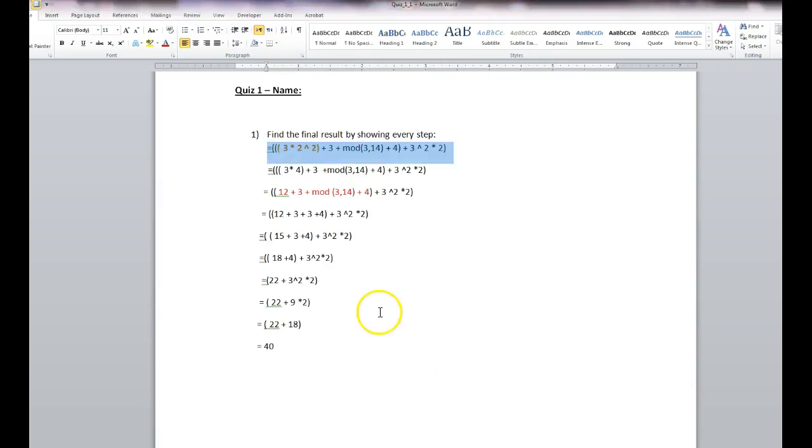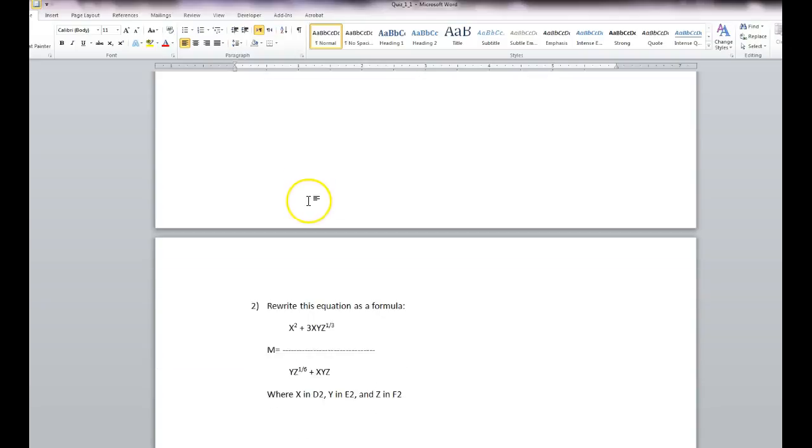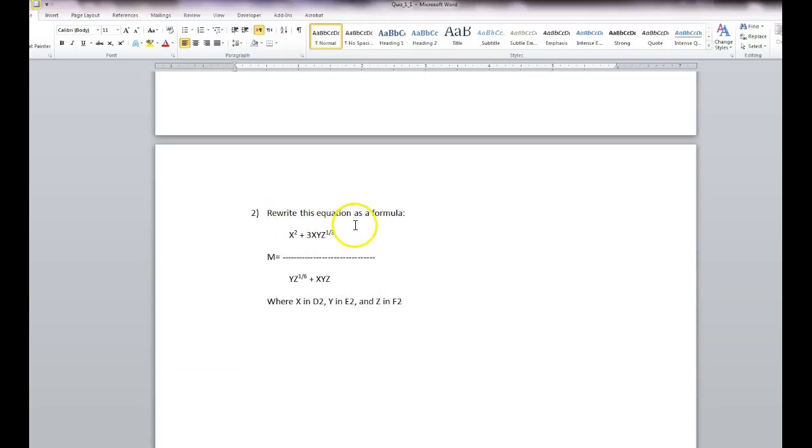There is another piece to the problem here. Let me get you into another screen, and of course, I need to scroll it here. Rewrite this equation as a formula. Notice that x raised to the second power plus 3 multiplied by xyz raised to the third power, and the whole thing is divided by y multiplied by z raised to the 6th power plus xyz, where x is in D2 in Excel, y is in E2, and z is in F2. So every time I see x, I have to replace it by D2. Every time I see y, it's going to be E2. Every time I see z, it's going to be F2.